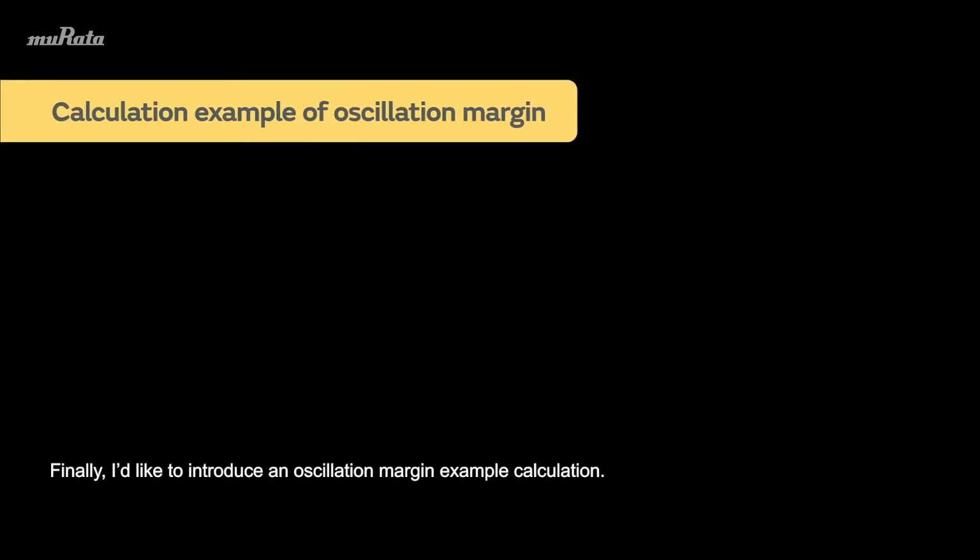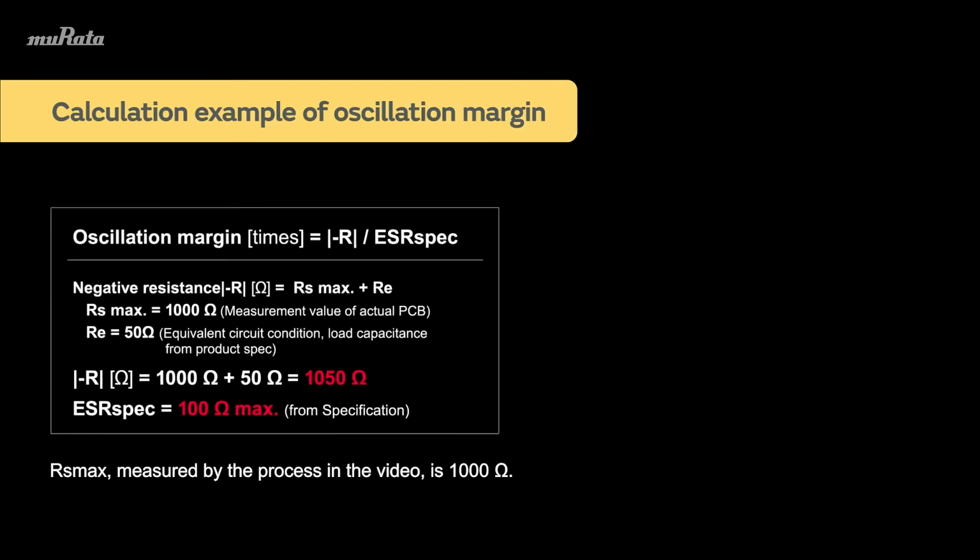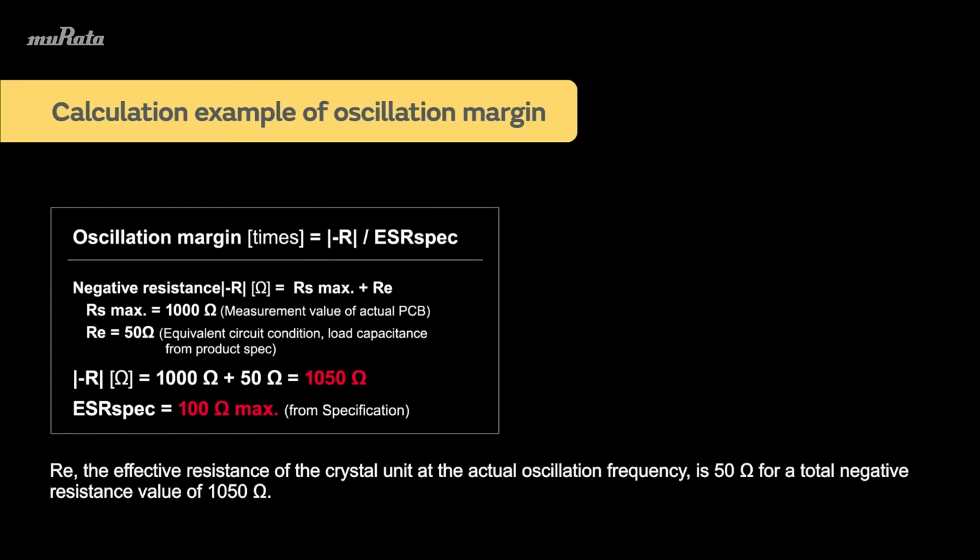Finally, I'd like to introduce an oscillation margin example calculation. RS max, measured by the process in the video, is 1000 ohm. RE, the effective resistance of the crystal unit at the actual oscillation frequency, is 50 ohm, for a total negative resistance value of 1050 ohm.